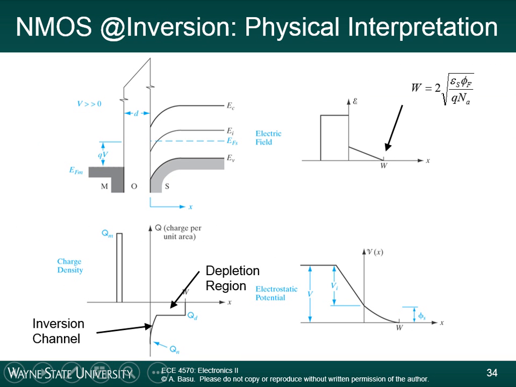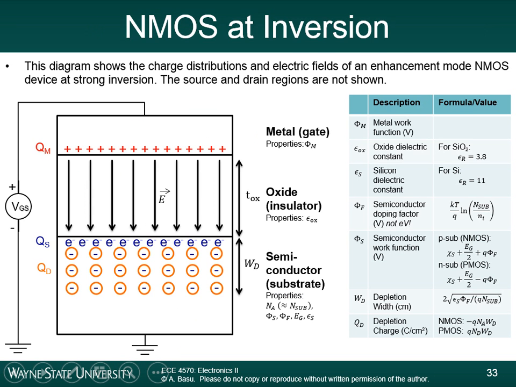Based on this electrostatic analysis, it is possible to calculate the width of the junction, so the distance between here to here, the width of the depletion region, according to this formula here. 2 times the square root of epsilon phi f over QNA. That's basically the same thing as this thing here.